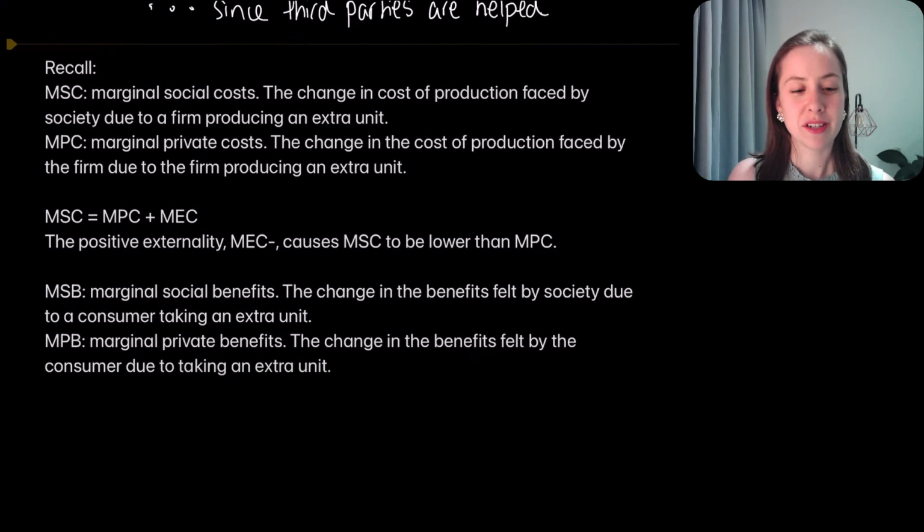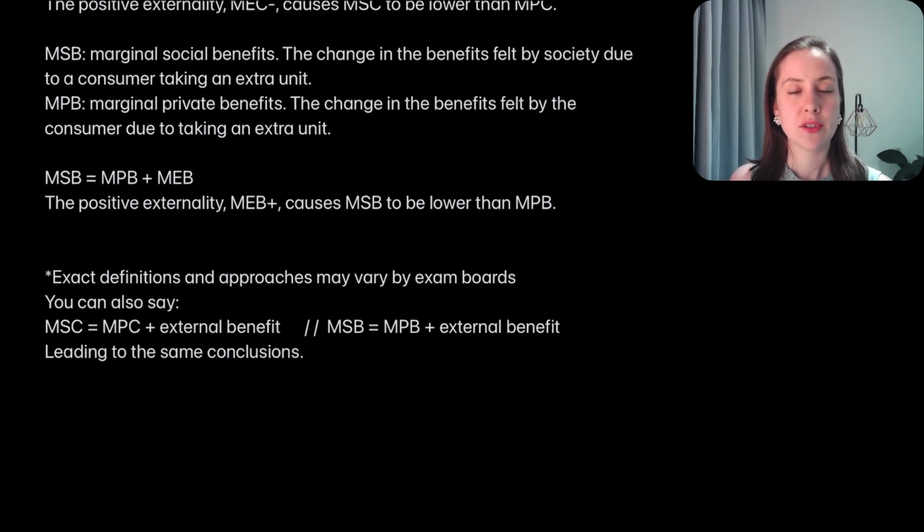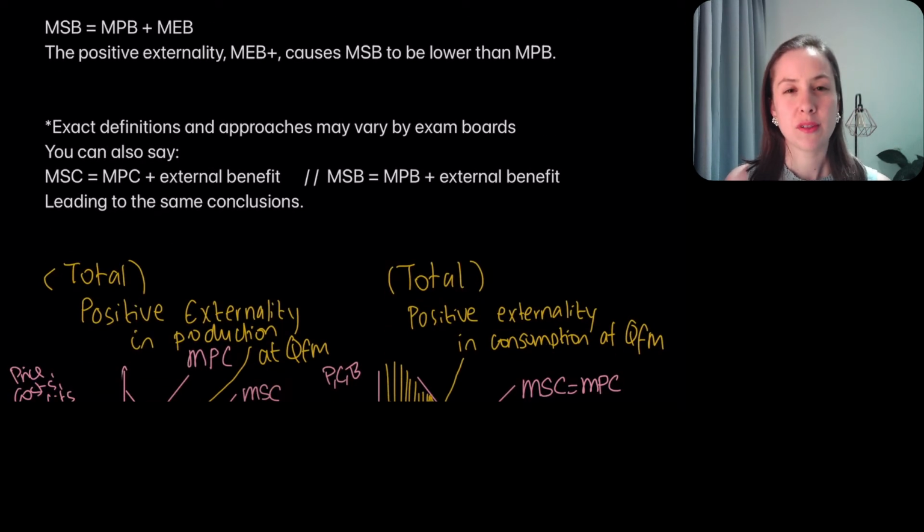Okay, and then some other definitions. We've got MSC, marginal social cost, MPC, marginal private cost. I'm not going to chat about them now. They're here if you want to copy them down. Remember, we've got that equation that MSC equals MPC plus MEC, a positive externality being minus MEC, causing MSC to be lower at each quantity than MPC. Same with the MSB vocab, marginal social benefits, marginal private benefits. MEB is marginal external benefits, that externality. In this case, positive MEB because it's a positive externality.